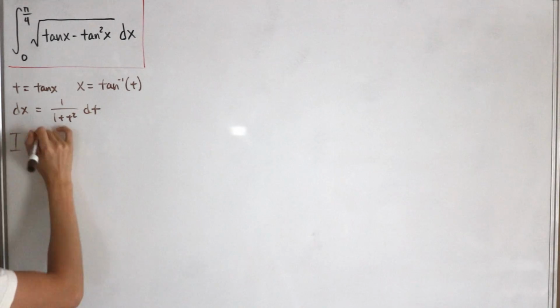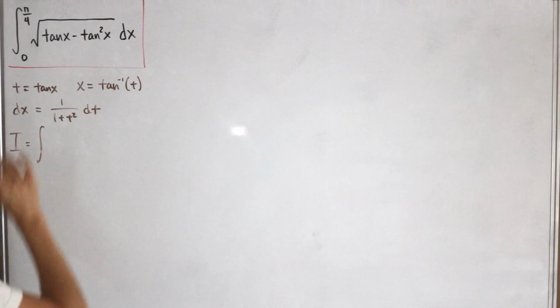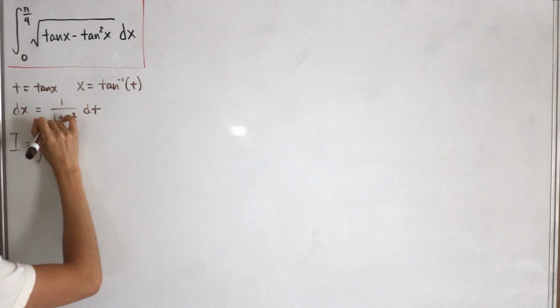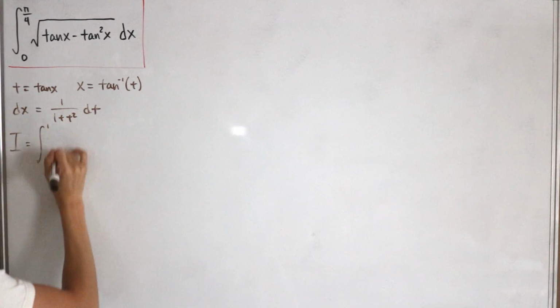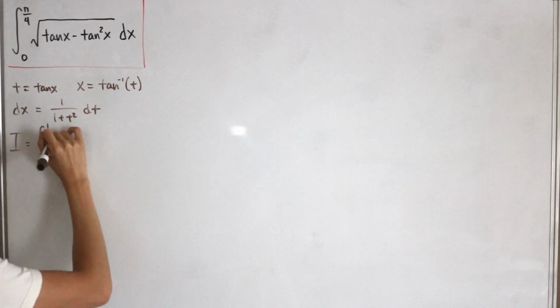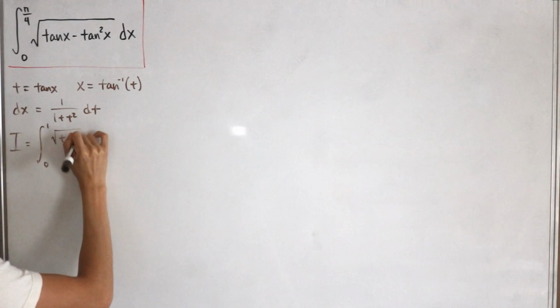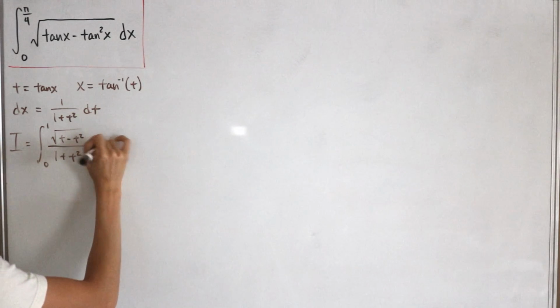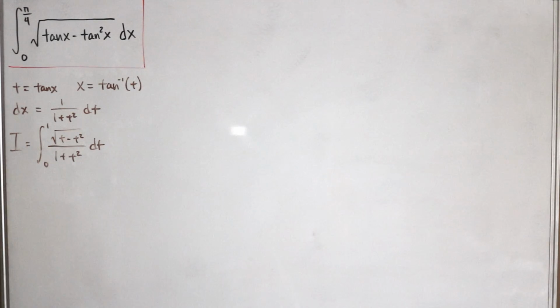So I is then equal to, plugging in 0 and pi over 4 for x, the new bounds in terms of t: this is from 0 to 1 of the square root of t minus t squared, and then all this being divided by 1 plus t squared, dt.